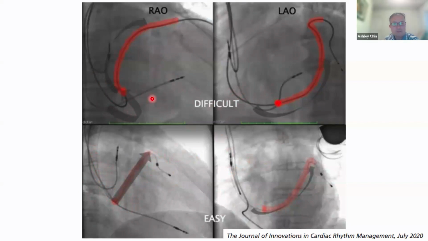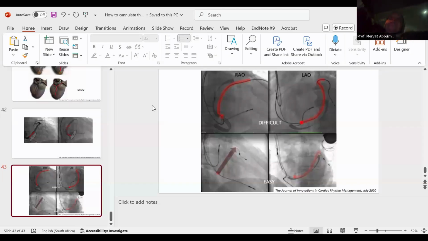So remember to just maintain that counterclockwise maneuver. All right, and I think that's my last slide. So I'm happy to take any questions that you have on CS cannulation and the steerable CS catheter approach.